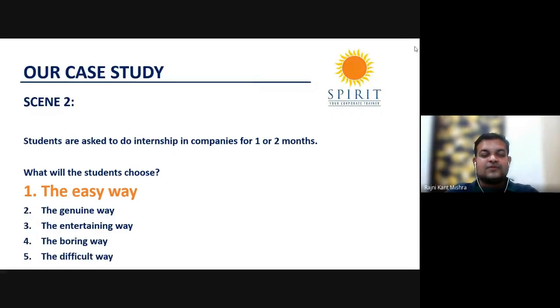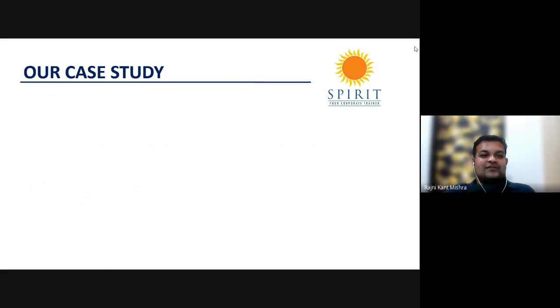We have taken up a simple example where we understood how to make that easy way. Initially it was a genuine way, but later on it turned out to be the easy way. So here is the third case.